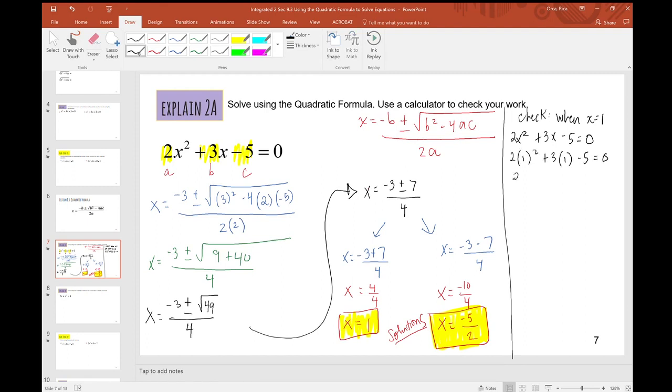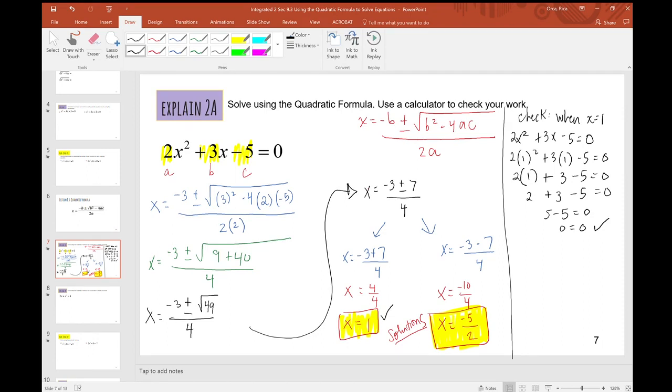So now we have 2 times 1 squared is 1, plus 3 times 1 is 3, minus 5 equals 0. 2 times 1 is 2, plus 3, minus 5 equals 0. 2 plus 3 is 5, minus 5 equals 0. And 5 minus 5 is 0. So 0 equals 0, which means that this checks. Therefore, x equals 1 is a solution.